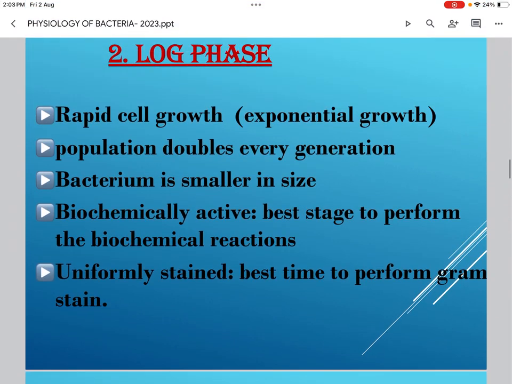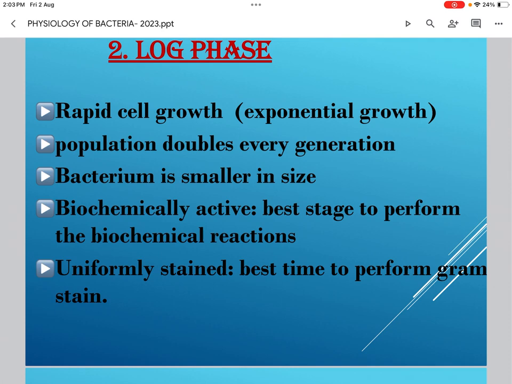The second stage is known as log phase. Log phase means the multiplication of the bacteria occurs, and the cells multiply in a geometrical progression. This is a stage where the bacterial size will be smaller, and the biochemical properties of the bacteria will be best, and if you do gram staining, you will get the exact gram staining picture of the bacteria.